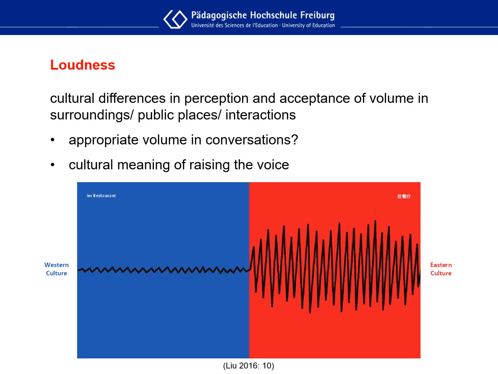Our first example is volume. There are huge cultural differences regarding the acceptance and perception of surrounding sounds, the acoustic level in public places, and volume in direct interactions. For example, people from Spanish, Italian, or Arabic-speaking areas are often perceived as speaking loudly if you are looking through a pair of German cultural glasses.